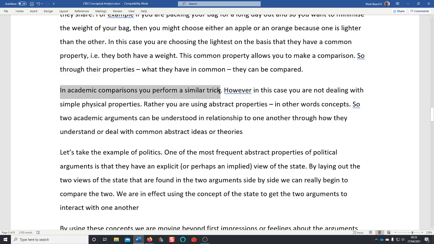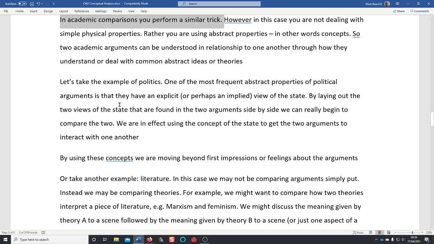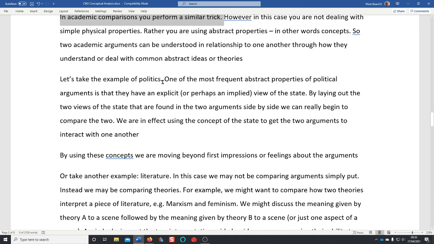And these academic comparisons use a similar trick. Of course, you're not dealing with physical properties, you're dealing with abstract properties or concepts. So two arguments can be understood in relation to one another through how they understand or deal with common abstract ideas or theories. So, take politics.